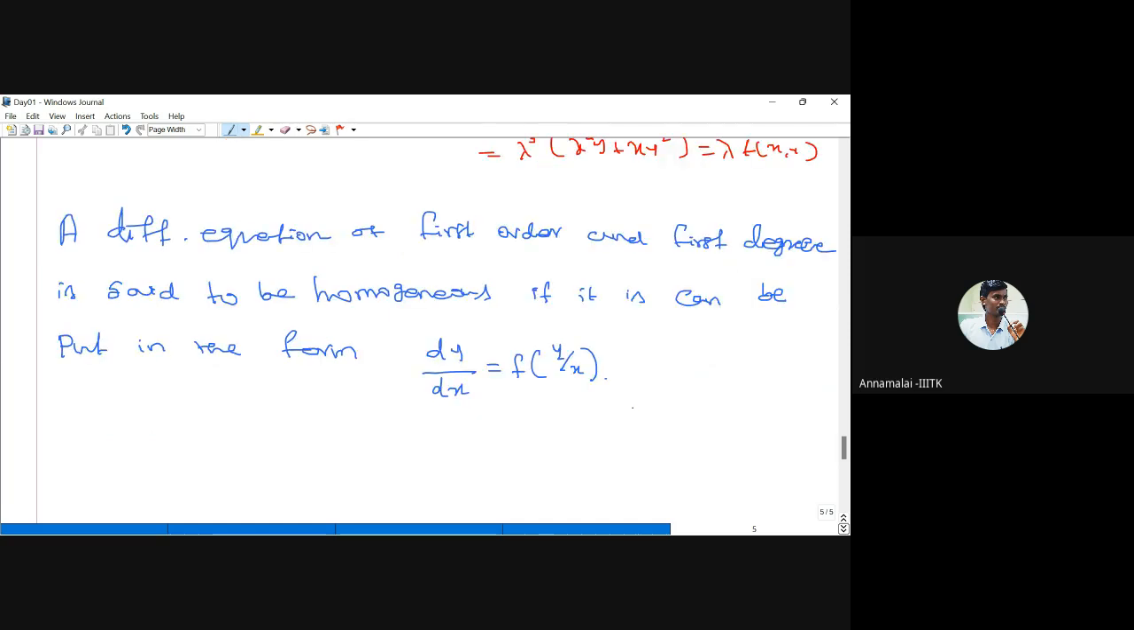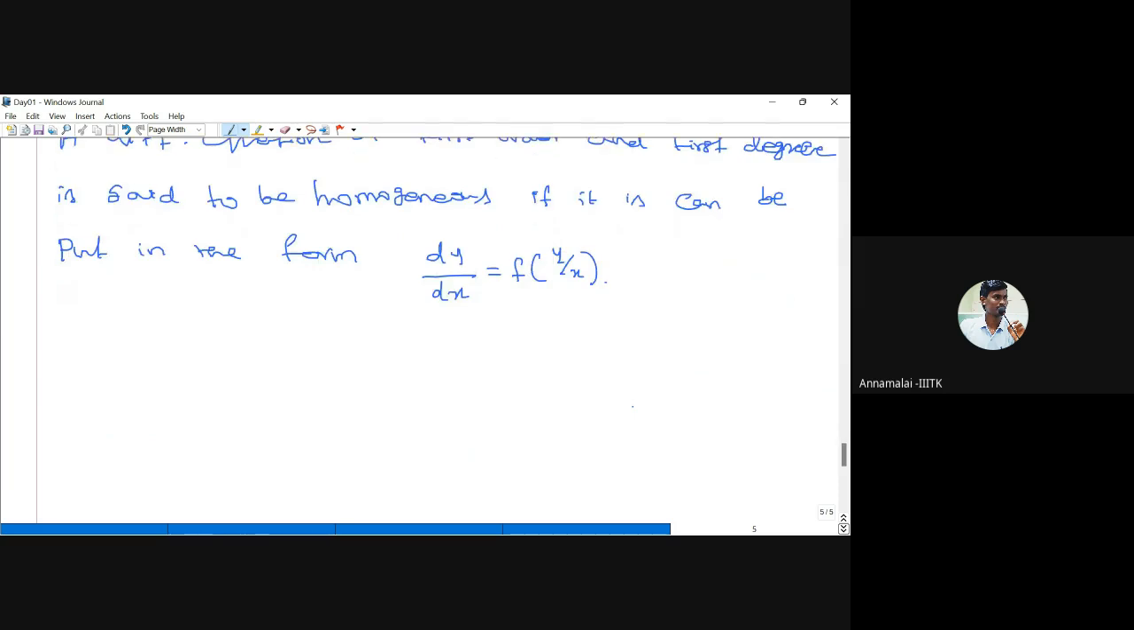Now we have to solve this type of first order differential equation. What is the working rule for this? We call this y by x some z or some v. So what is the working rule to solve this type of differential equation?